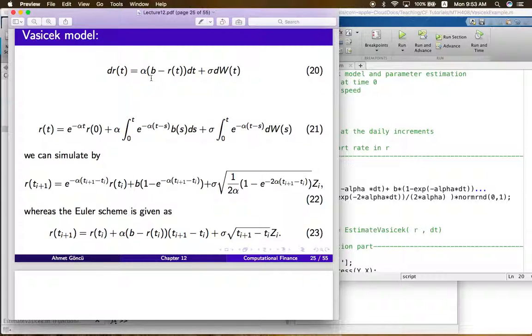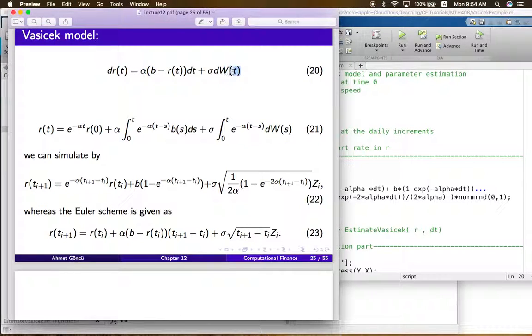So the model tends to go back to its long-term mean b whenever r is below b. So dRt will have this positive deterministic part, and interest rates will try to go up to get back to their long-term mean b. Similarly, if r is above b, then this term will be negative because this alpha is always positive. So it makes the interest rates tend to go down until they reach this long-term mean level b. This is the mechanism that sustains this mean reversion behavior.